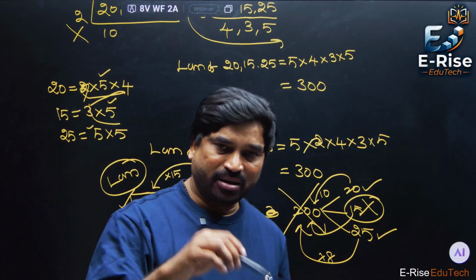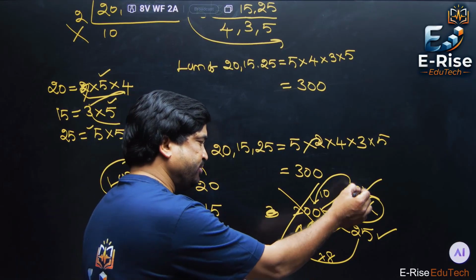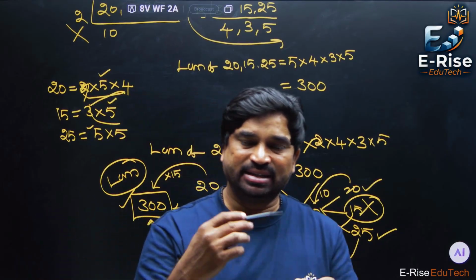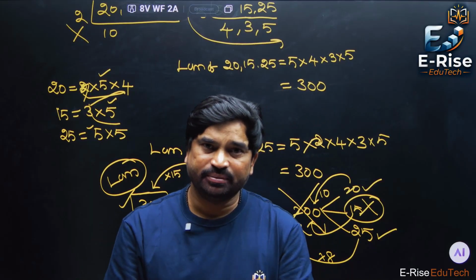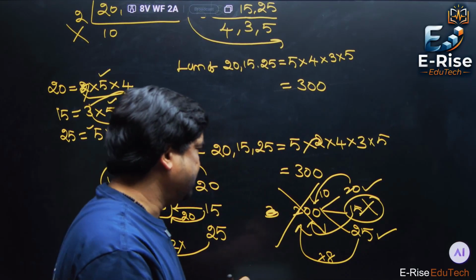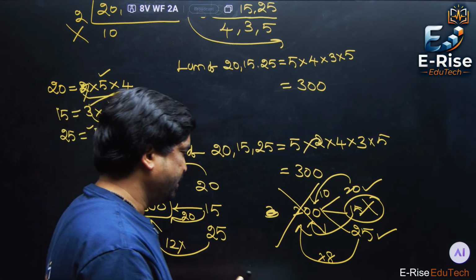Like that, when 3 numbers are given, compulsorily all 3 numbers must be satisfied like this. Verify, cross check whether the LCM is the least common multiple or not. Okay, that's the LCM. This is entirely called LCM.